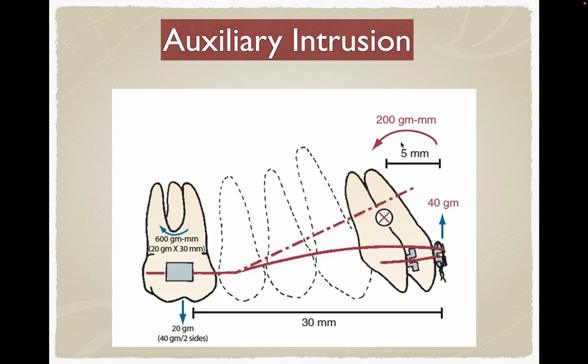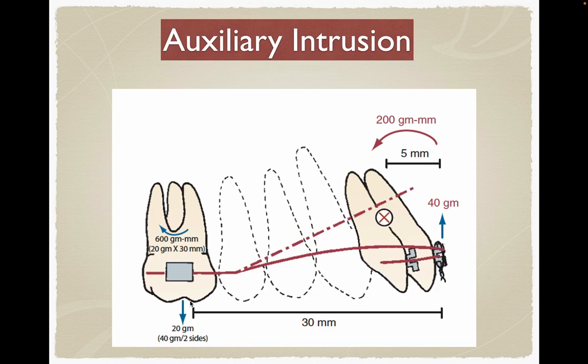So what's going to happen when you do intrusion? With the intrusion, we're going to have a proclination of the incisors. And this is something important to know and understand. Because we are applying the force anterior to the center of resistance, we will get proclination as well as intrusion. And that's very important to understand. And we're going to get distal rotation of the molars and slight extrusion as well.